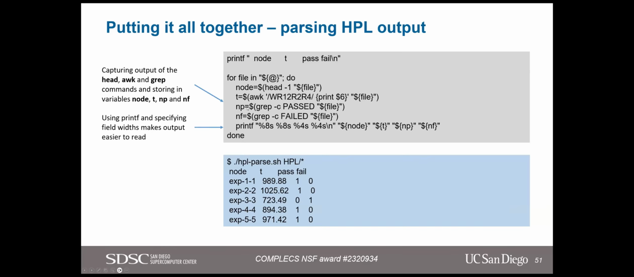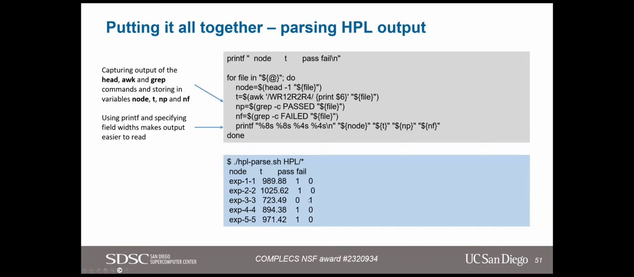And then NP is going to be the number passed. So we're basically just going to count how many times it passed and count how many times it failed and then print it out. So the output of this is really nice because we can see if it passed or it failed, and then we can see the timing on it.